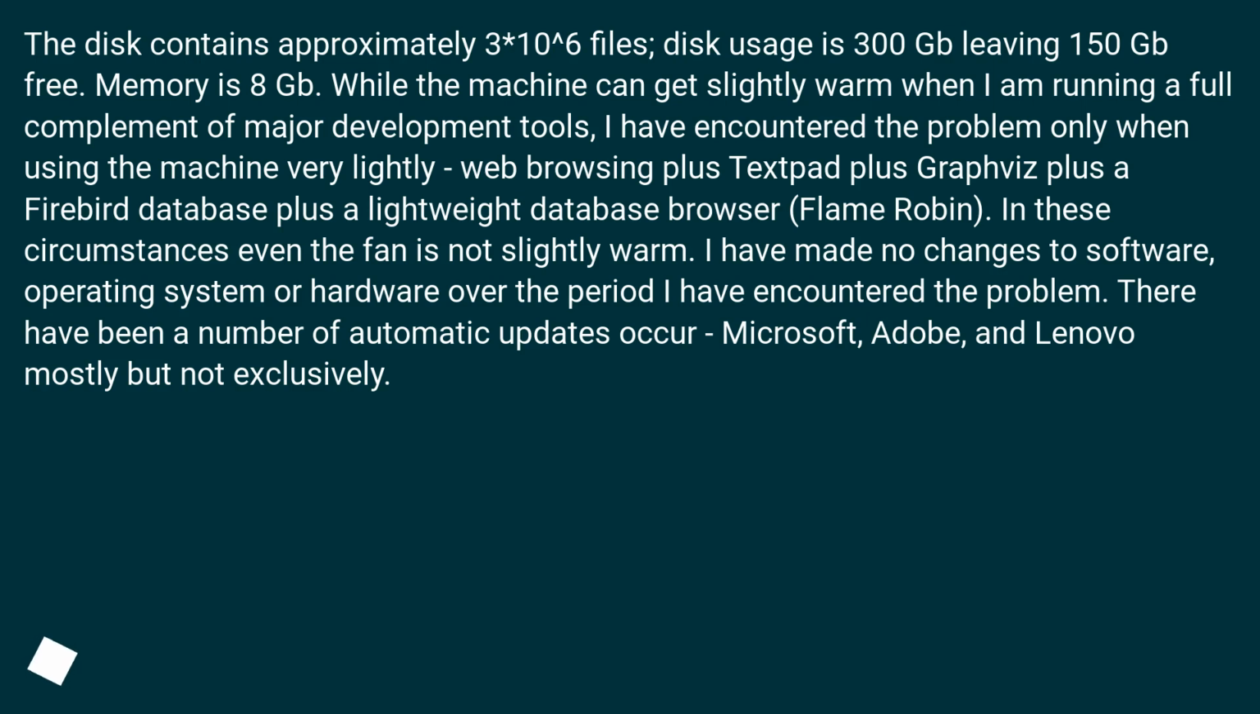The disk contains approximately 3 × 10^6 files. Disk usage is 300 GB, leaving 150 GB free. Memory is 8 GB. While the machine can get slightly warm when I am running a full complement of major development tools, I have encountered the problem only when using the machine very lightly. Web browsing plus TextPad plus GraphViz plus a Firebird database plus a lightweight database browser, Flame Robin. In these circumstances, even the fan is not slightly warm.